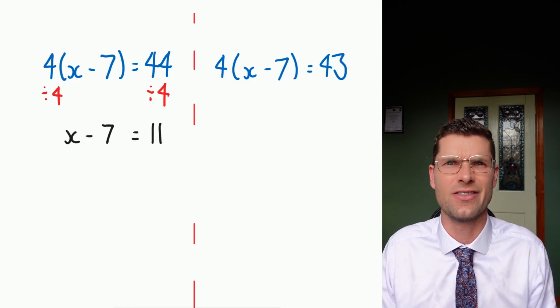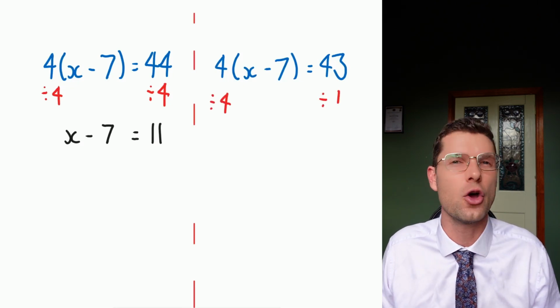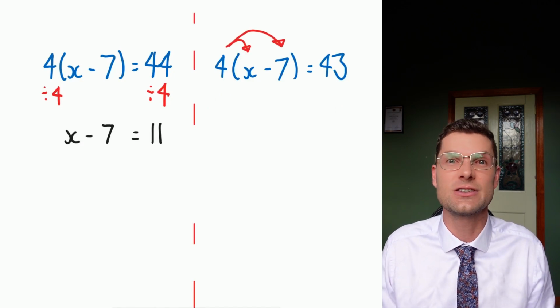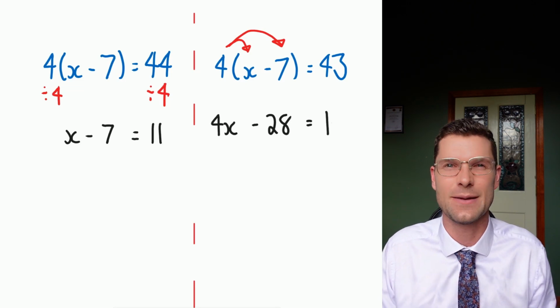If I look at the other side though, if I divide 43 by 4, I'm going to get a really annoying decimal, and I don't want that yet. So for this side, I'm going to do my expanding. This just means I've got 4x minus 28 is equal to 43, and that step's totally fine.